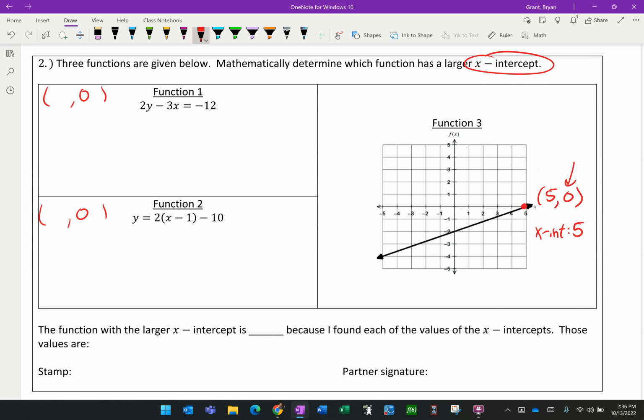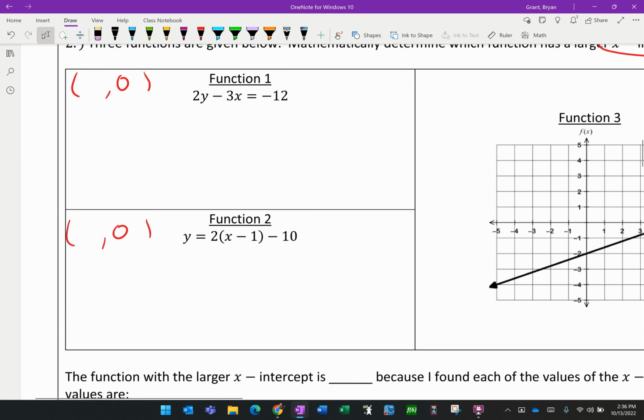Notice that the y value was 0. That's what causes a point to be on the x-axis. So for each of these equations, and I'll zoom in, you might have to write a little small, we're going to replace the y's with 0. All right, there we go. Okay, top equation goes pretty quickly.